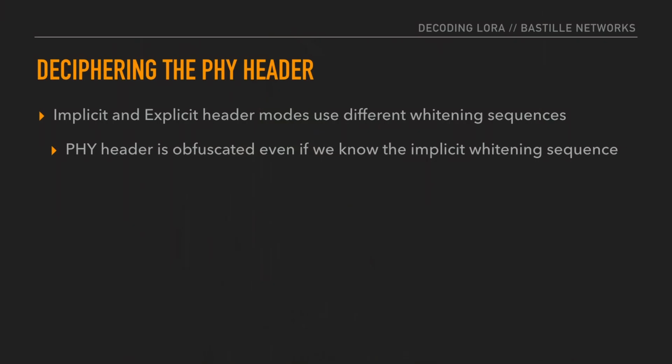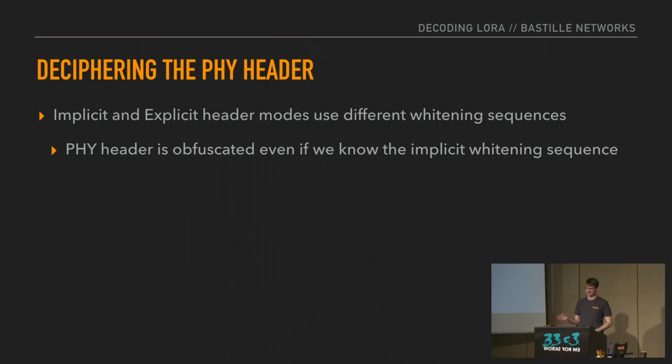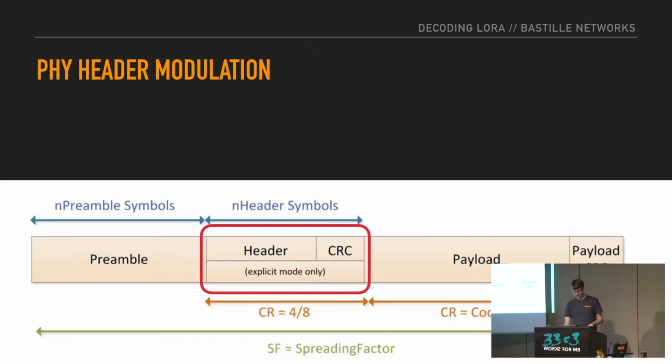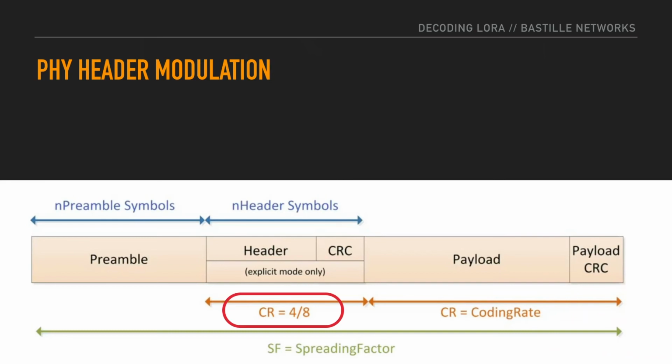So, as it turns out, implicit and explicit header modes use different whitening sequences. So the PHY header remains obfuscated even if we know what the implicit mode whitening sequence is. So let's see what we know. Again, we've got this header here, and in this picture it tells us that the code rate is always 4/8 for the header. So no matter what the code rate is, that is the number of bits in the Hamming forward error correcting codes used for the rest of the packet, this code rate is always 4/8.